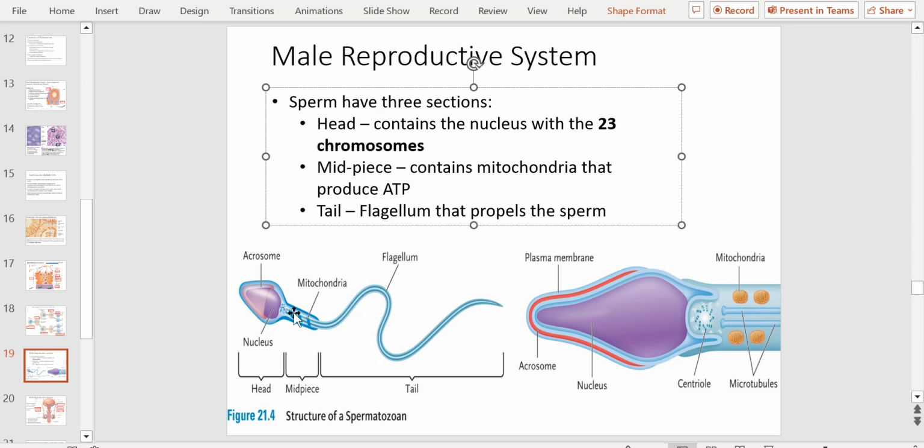You'll notice the sperm also have fructose, their own food source to get them moving, and mitochondria to keep the engines moving. And then lastly you have the tail, also known as a flagellum, that propels the sperm. Easy peasy, nothing too crazy there.